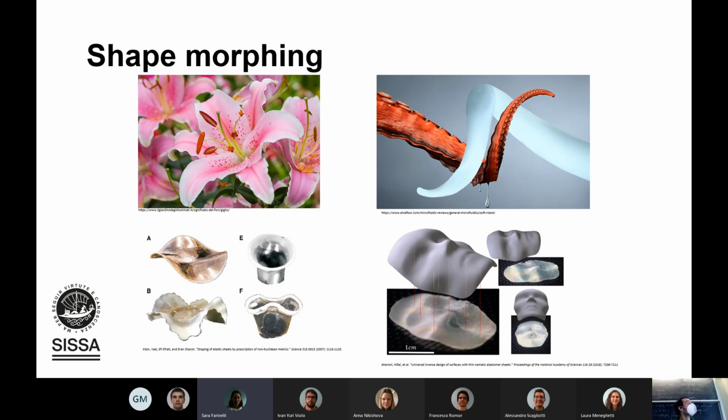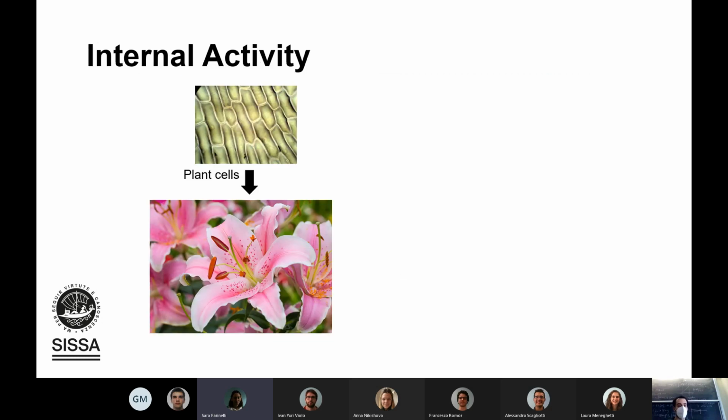So we have spoken about active materials. What are active materials and what is internal activity? In this image, I reported a wall of plant cells. These are alive, and being alive, they are able to grow, to change in size, and to change shape. So the combination of all this, the shape changes of each cell, macroscopically results in the growth of a flower.